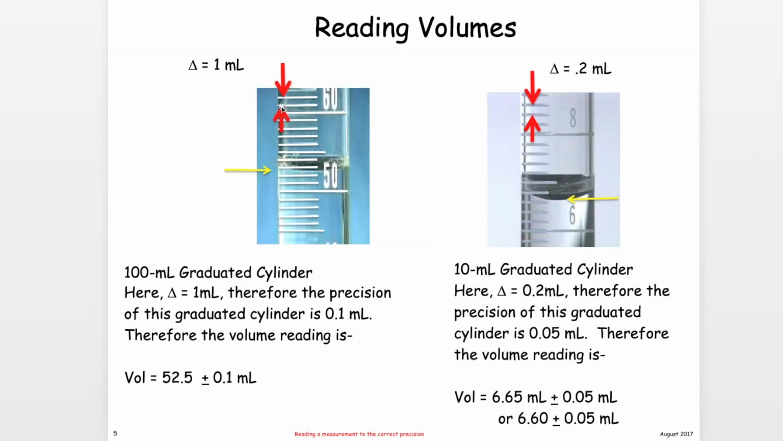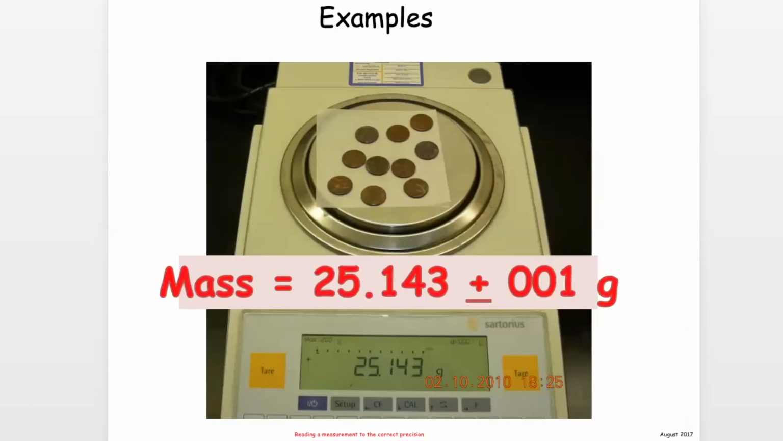So when your delta here is 1, right here is your delta, you're reading it 1 digit past the decimal. But you notice in this delta, it's 0.2. Well, when your delta is 0.2, then you're reading it one more past the decimal, but now in increments of 0.05. Okay. Here are pennies, 25.143, plus or minus all the way to the thousandth place, plus or minus 0.001.